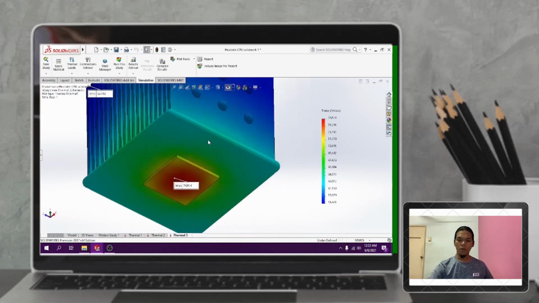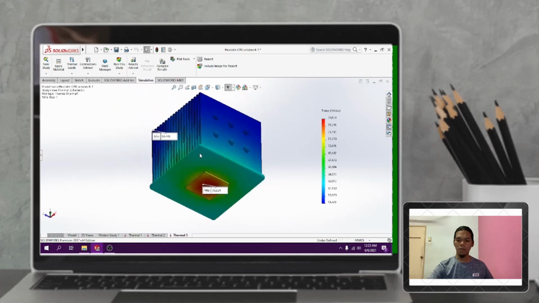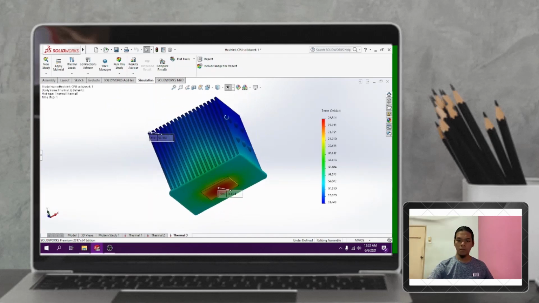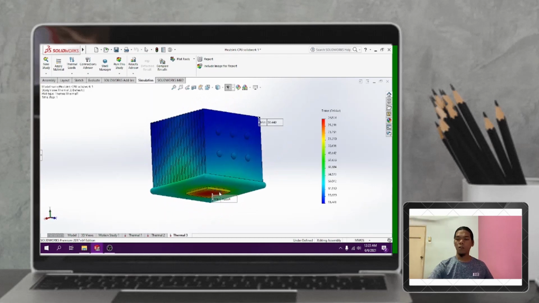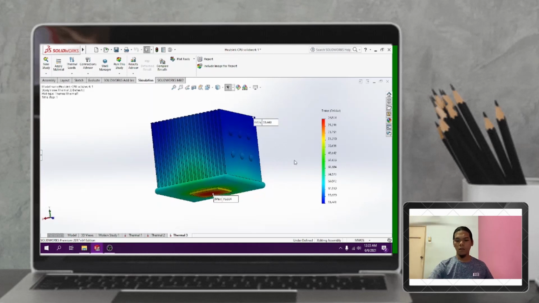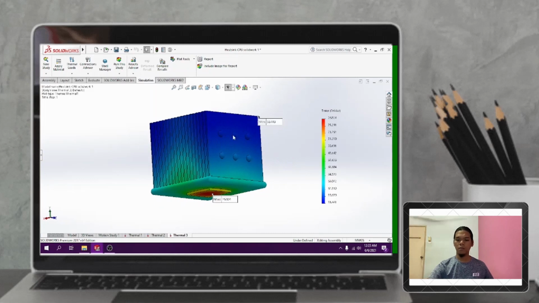When I apply a 3 watt for heat power at the bottom. For the ambient temperature I apply is 303 Kelvin. For the convection, I put 40 watt per meter cube Kelvin. So the result I get is, for the max temperature is 76.824. For the minimum temperature is 58.448.